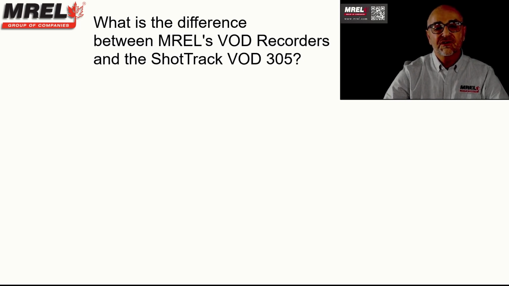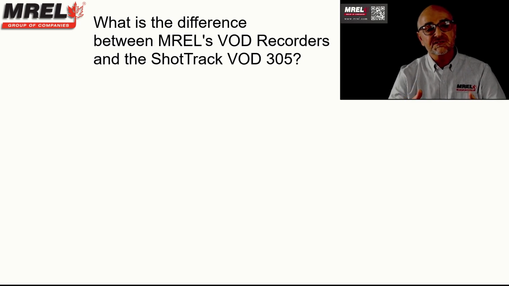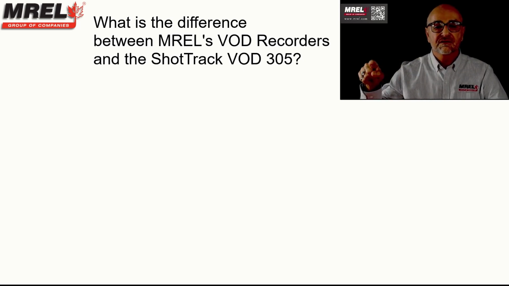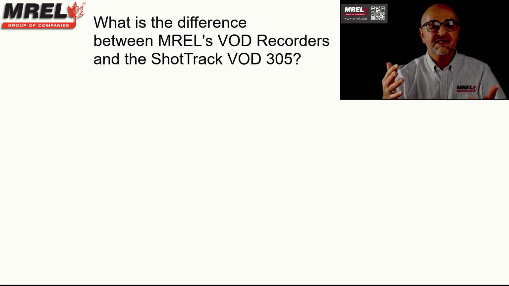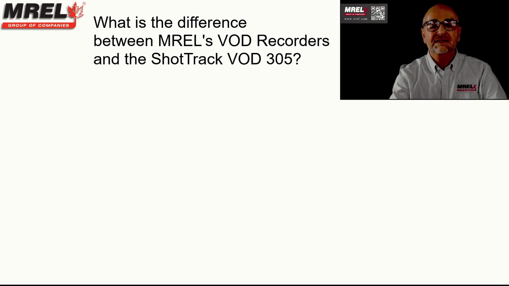Now, the ShotTrack VOD 305 has a maximum cable length limit of 300 meters. This includes the distance from the bottom of the first blast hole being monitored back to a safe location of the recorder itself. Contrast that to MREL's MicroTrap, for example, which can use up to 1,000 meters of VOD probe cable LR blue in multiple blast holes per blast, plus a practically unlimited length of coaxial cable back to the safe location of the recorder.